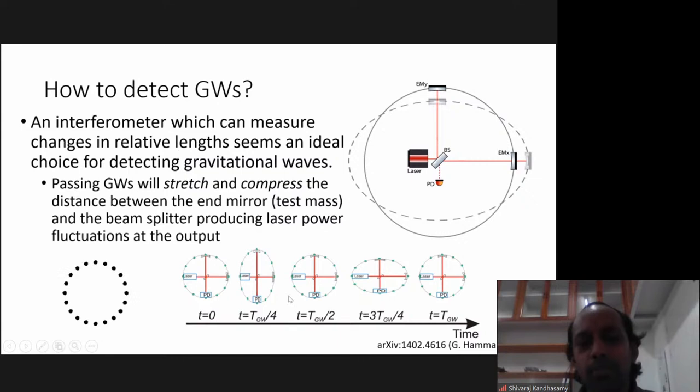Here at the bottom of this slide, you can see that when a gravitational wave passes through, it stretches and shrinks the interferometer arms, and because of that the power changes, and this process continues.